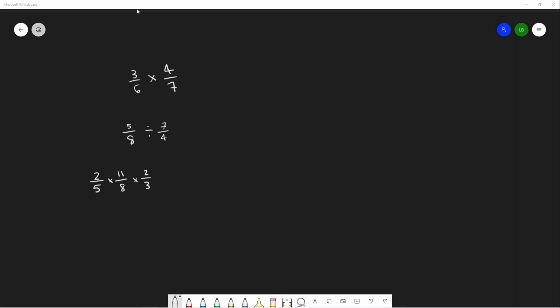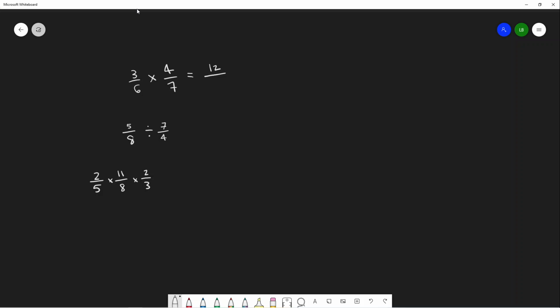In the first example, we have 3 over 6 times 4 over 7. When you're multiplying two fractions together, you take the numerator of the first fraction, which is 3, and multiply it by the numerator, or the top number, of the second fraction, which is 4. So we have 12, which is the numerator of the new fraction we're making.